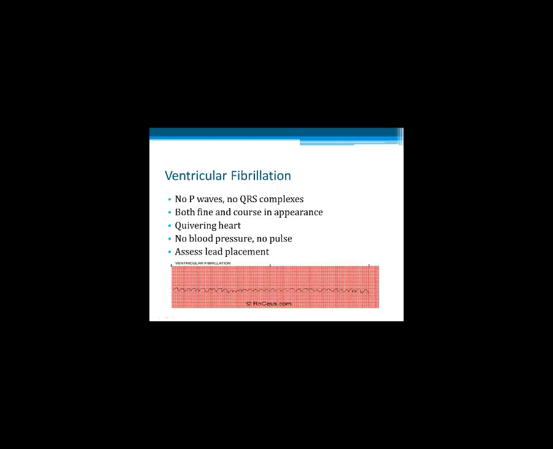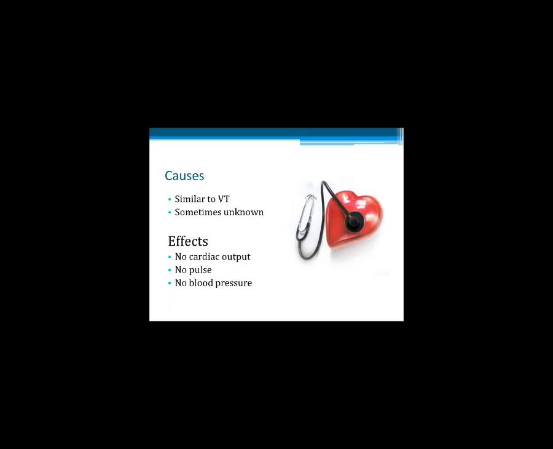You can have fine and coarse. So with coarse, the waves are going to be a little bit more distinguishable. With fine, they're going to be a little bit more flat. If they're really, really flat, it might even look like they're in asystole, and you have to look at different leads to verify what's really going on. Causes, similar to VTach, sometimes it just happens. But remember, with VFib, you're going to have no cardiac output, no pulse, no blood pressure, because the ventricles are just sitting there quivering.